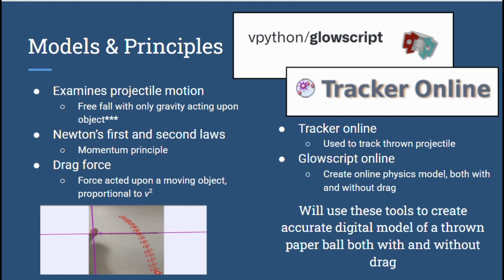And then for our modeling, we're going to use GlowScript and Tracker Online. Tracker Online is to track the thrown projectile, which in my case is a crumpled up paper ball, and GlowScript Online to create an online physics model, both with and without drag. And then we use these tools to create an accurate model of a thrown paper ball with and without drag.